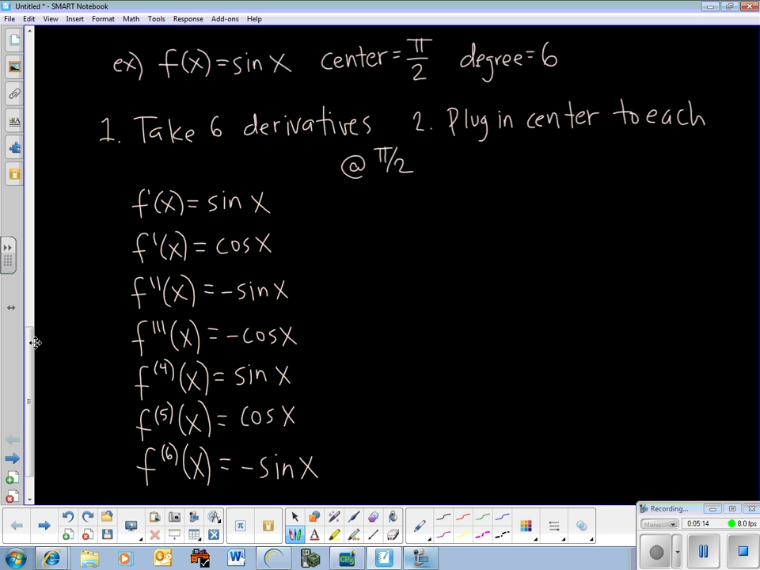Okay, so you're going to have to remember your unit circle. Sine of pi over 2. Pi over 2 is up at the top. The sine of that is the y value of that, which is 1. The cosine of pi over 2 is 0. Negative sine of pi over 2 is negative 1. And then you get a pattern. All right, so again, we did something 6 times, but it's not difficult. We're just plugging pi over 2 into each of my 6 derivatives. Now, let's look at this formula.